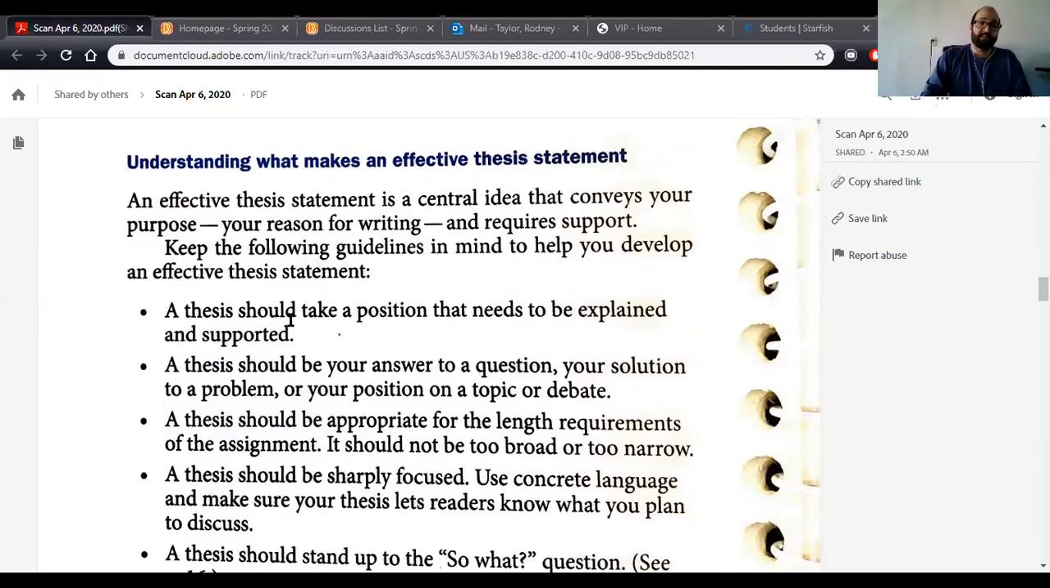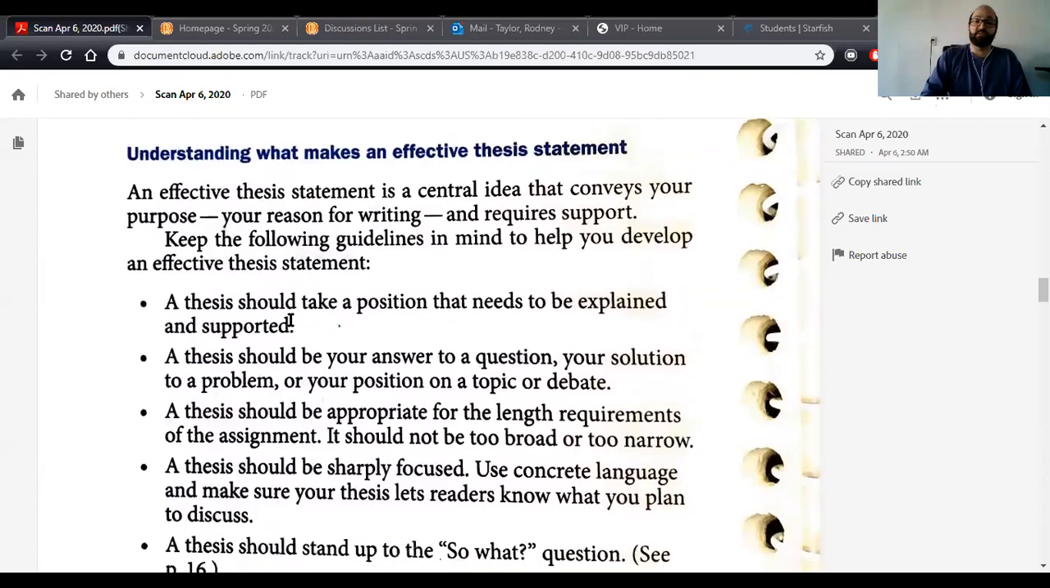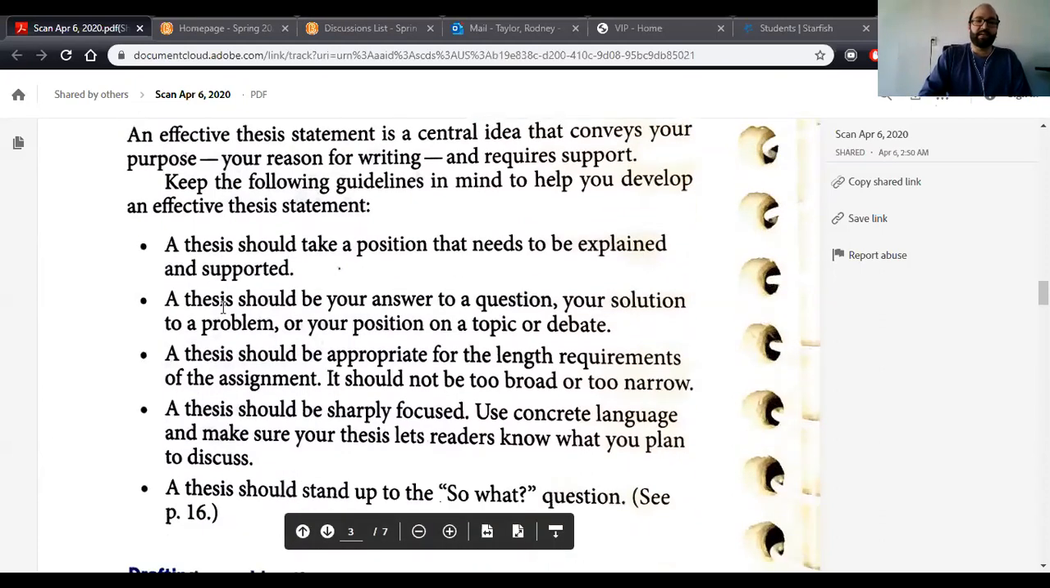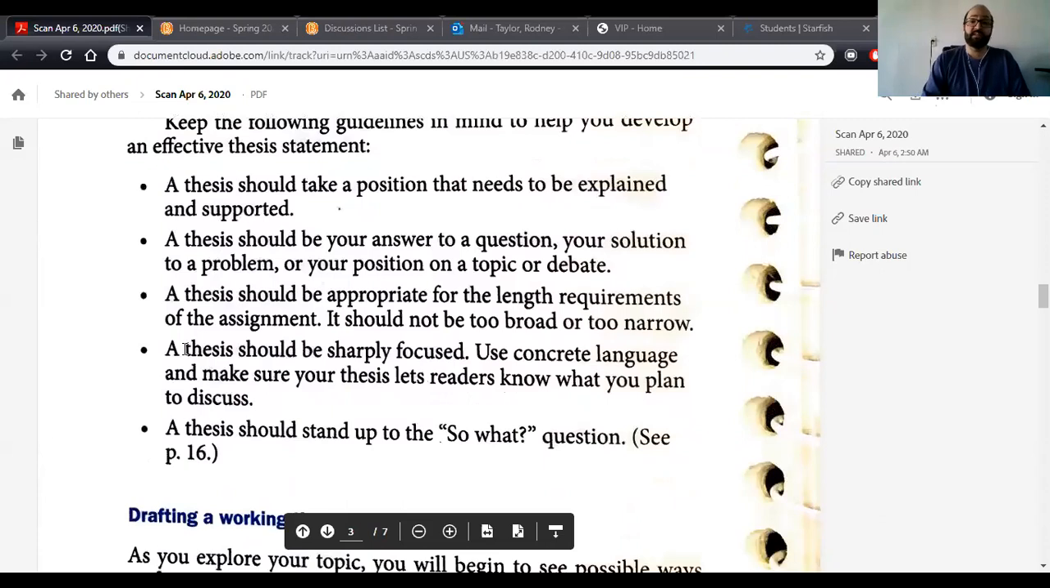So, understanding what makes an effective thesis statement. An effective thesis statement is a central idea that conveys your purpose, your reason for writing, and requires support. And I always have a funny joke about anything that requires support, and we'll get to that in a little bit. But keep the following guidelines in mind to help you develop an effective thesis statement. A thesis statement should take a position that needs to be explained and supported. We call it backing that thing up. A thesis should be your answer to a question, your solution to a problem, or your position on a topic or debate.